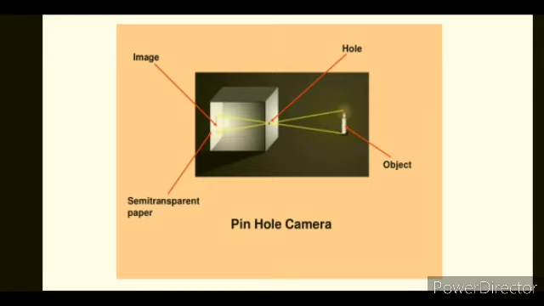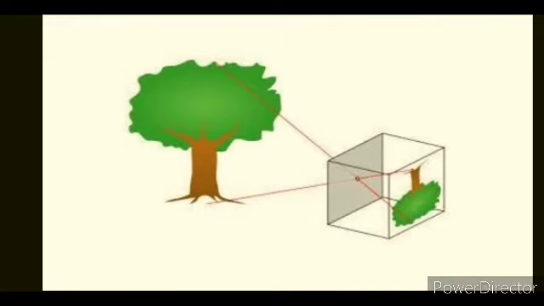Here you can see the object, which is a candle, and the light goes inside through this hole and an image is formed on this translucent screen, which is inverted in nature. Here is also one diagram of a pinhole camera.